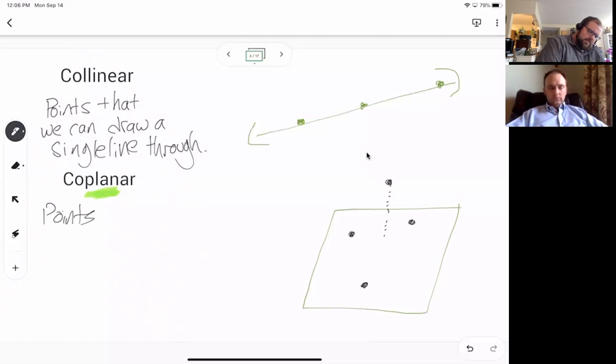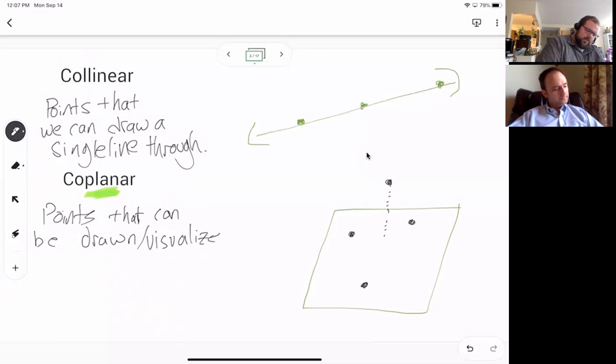So would it make sense that we use the same type of wording there? Points that can be drawn all in the same plane, or you can draw a single plane through? Yes. Or you can visualize a single plane through if you're not an adept artist. Yeah, planes are tough. Anything that you get into the 3D world makes things a little bit tough to draw. As you can see with my expert dash line three-dimensional drawing on the Jamboard.